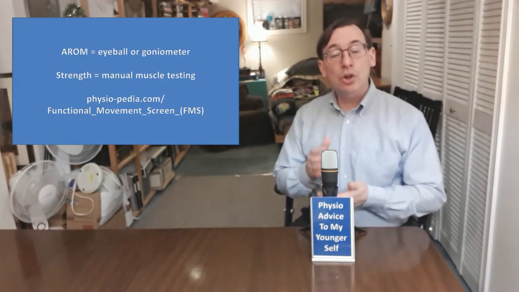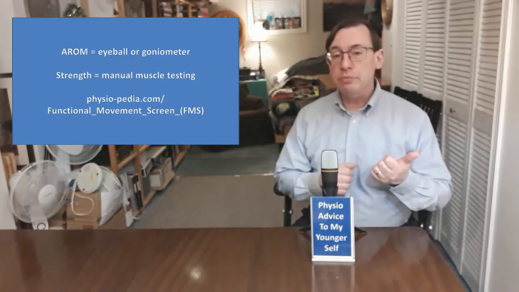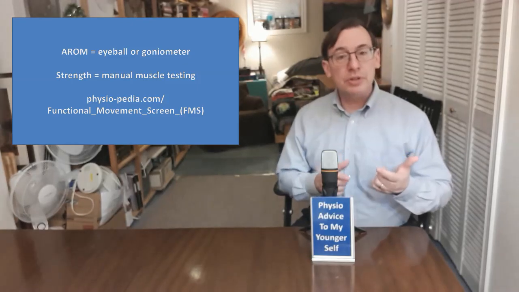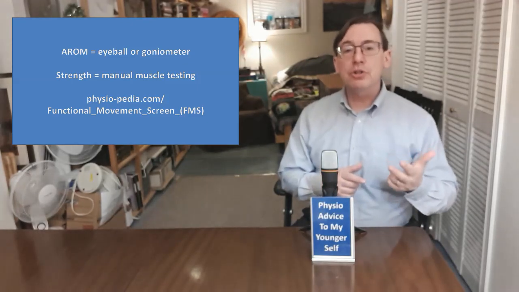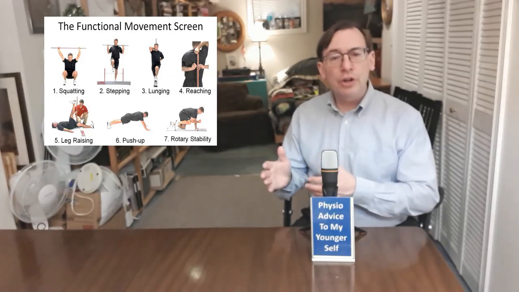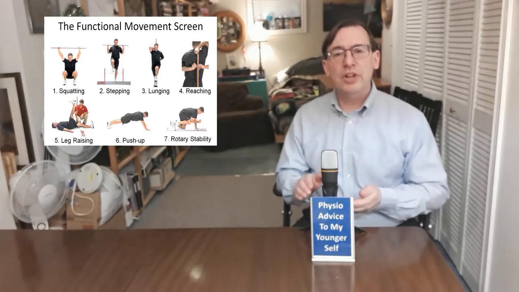For specific clinical measures, I like active range of motion, either using your eyeball or a goniometer. I like strength testing with manual muscle testing, and I like the FMS, the functional movement screen. If you're not familiar with the FMS, then Google it or look on YouTube. There's tons of free resources available, so don't spend any money on it unless you really have to. And maybe you only need part of the FMS. That's great. Then test the part that you need and then retest. That's the beauty of this system.